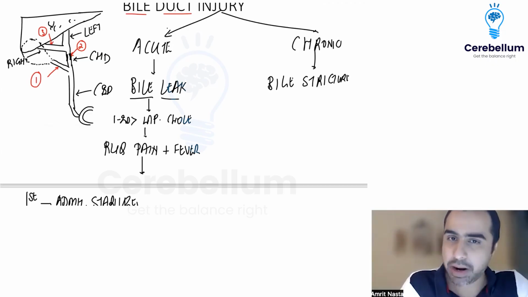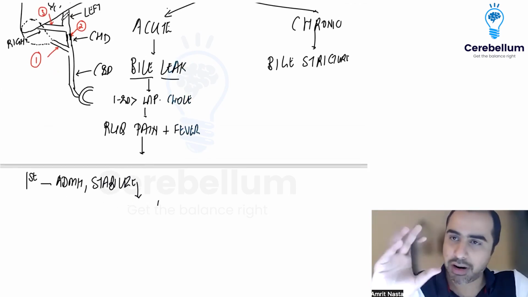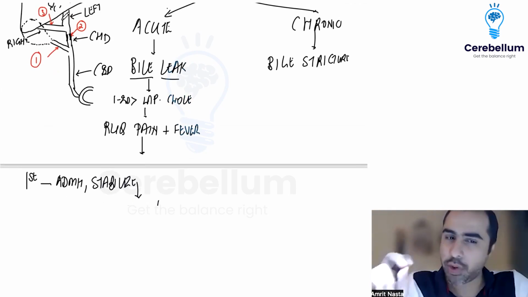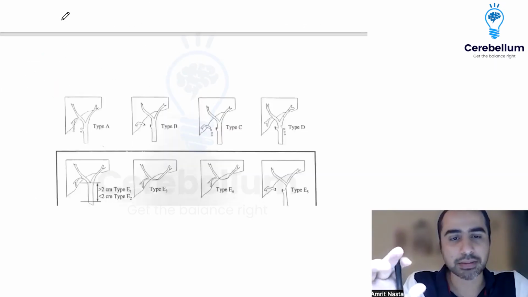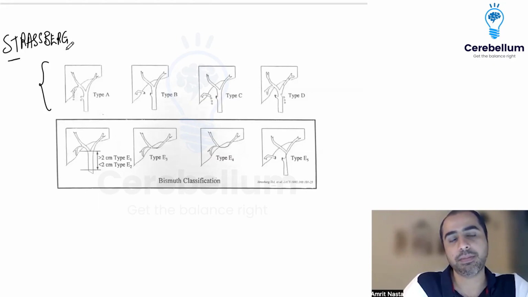If you go one step ahead, all these leaks are given in a classification system. I'll just tell you very briefly. That is this classification, this part. This is called the Strasbourg classification. I'll just tell you the key part because it has already come as a PYQ. Strasbourg, A, B, C, D. These are all types of acute injuries.